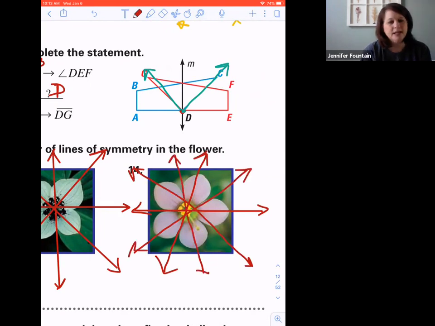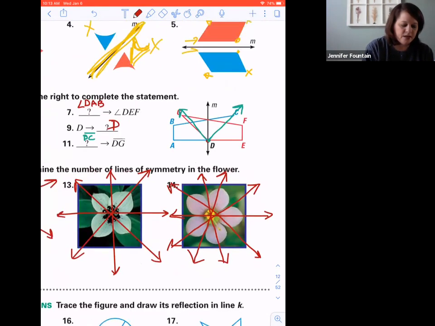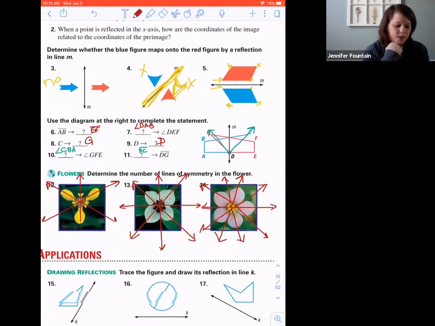5. Now, one of the things I want you to notice is how the number of petals corresponds with the lines of symmetry. Look at the yellow one. It has 3 petals and it had 3 lines of symmetry. Number 13 has 4 petals, 4 lines of symmetry. 14 has 5 petals, 5 lines of symmetry. Okay.